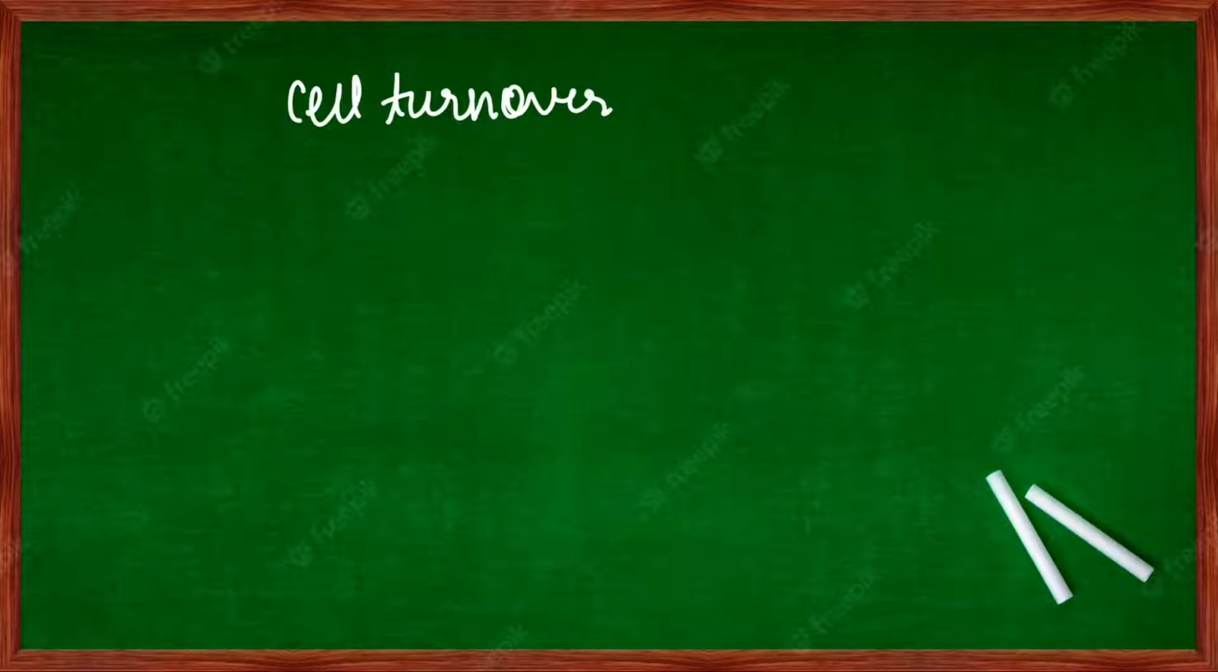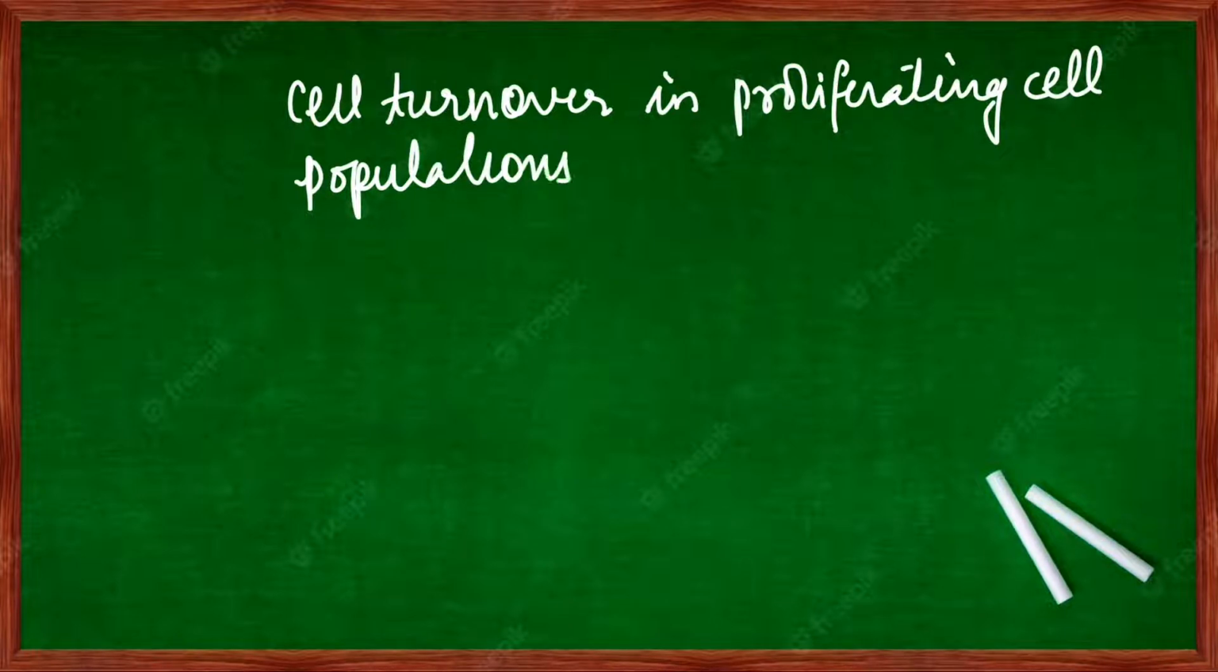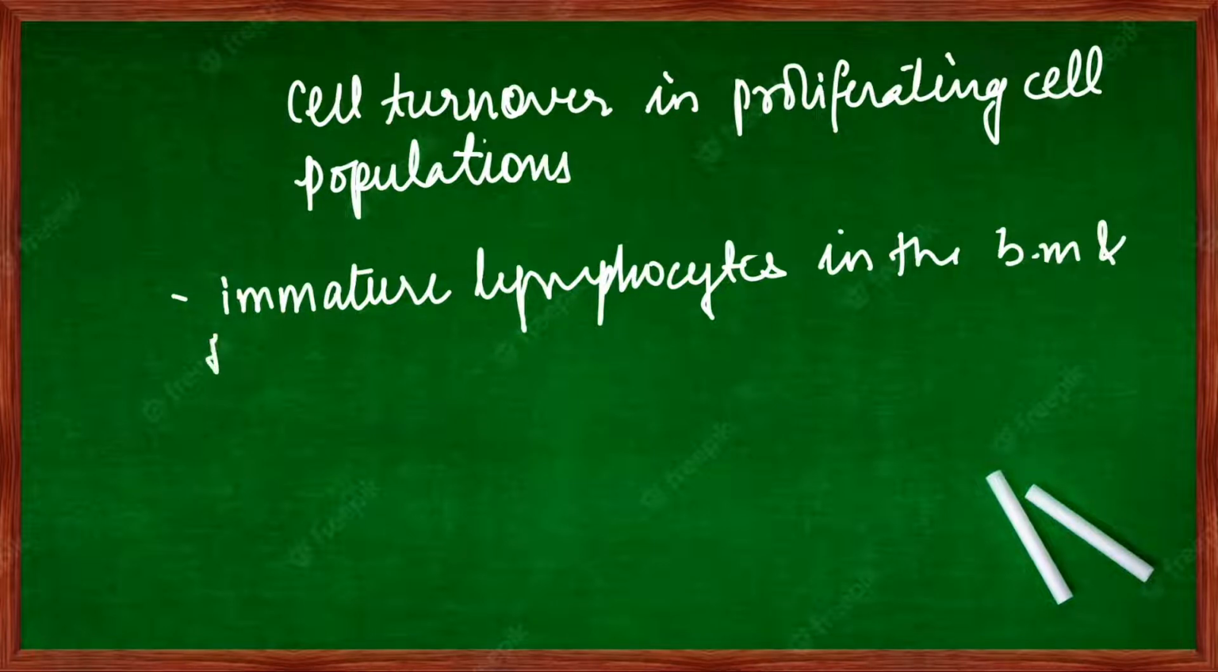Cell turnover in proliferating cell populations. For example, the immature lymphocytes in the bone marrow and thymus. So cell turnover is going on in cell populations which are proliferating at a huge rate. One example is the immature lymphocytes in the bone marrow and the thymus.